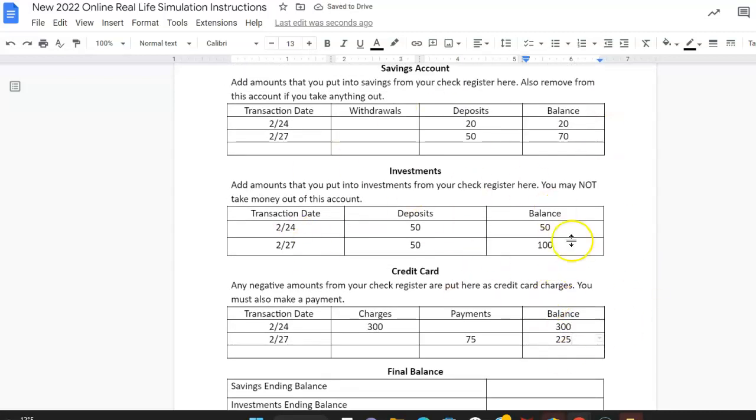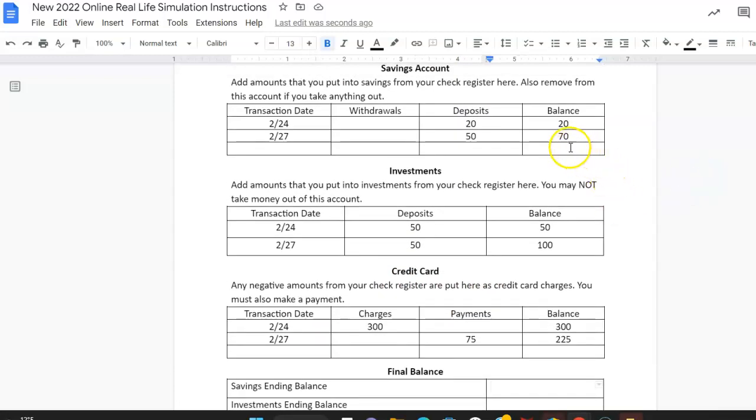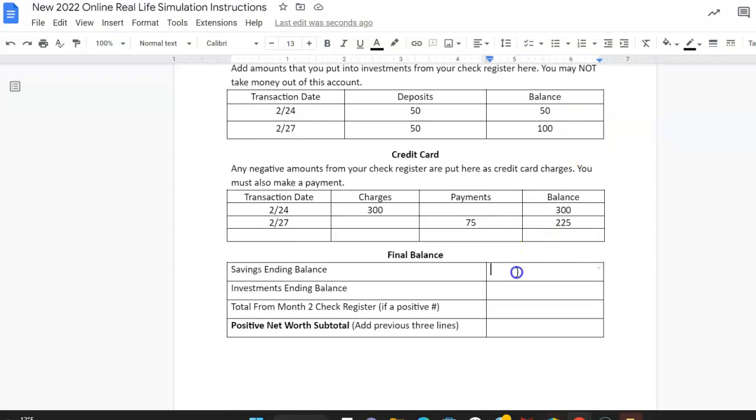Okay, so then this is like done, right? For my scenario. Again, you need to do your own scenario for you and what that looks like. The next piece is what's your savings ending balance. So I just look up here. I ended with the $70. So I put my $70 here.